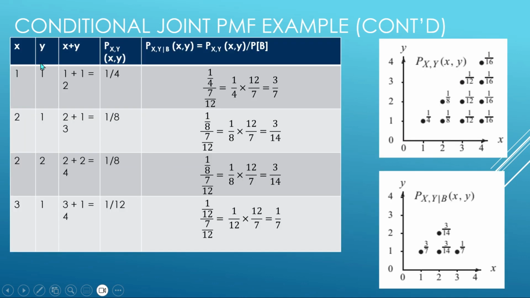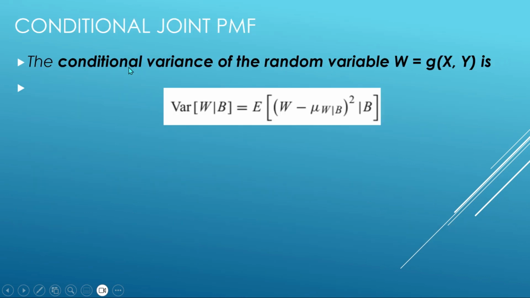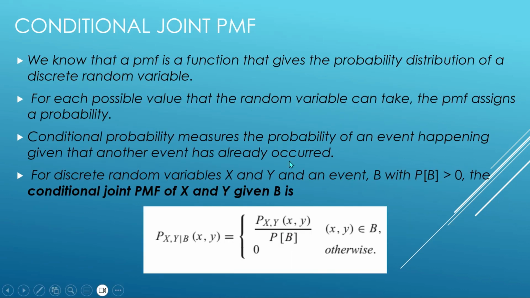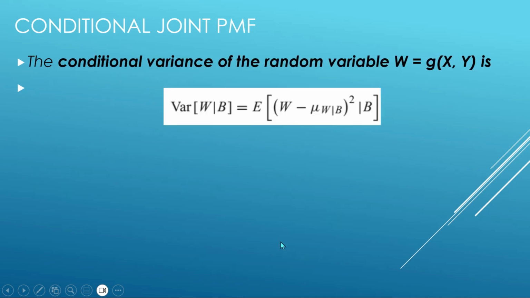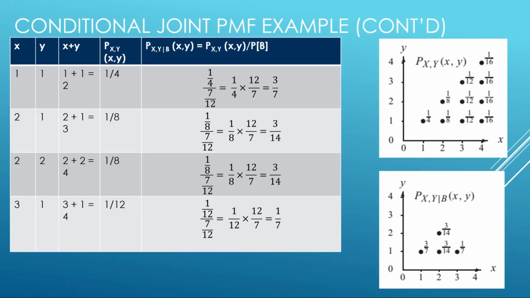Next, what we do is that we use this equation over here. We'll divide. We have found this one, probability of B. Now we will find these values, probability of x comma y, and divide it by probability of B. So probability of x comma y, 1 comma 1 is 1 by 4, as we have seen before. This is 1 by 4. So this 1 by 4 is divided by 7 by 12, which gives 3 by 7.